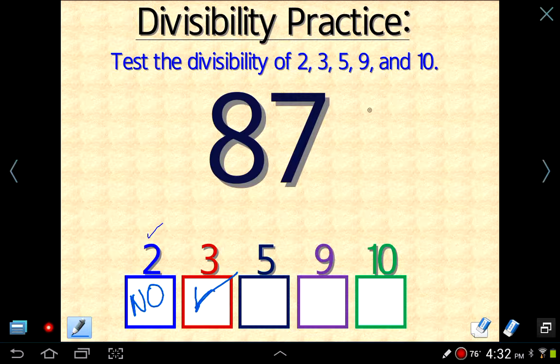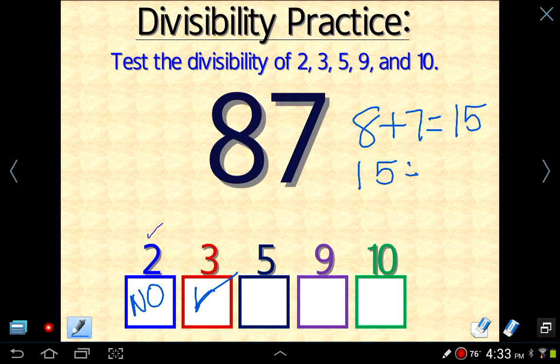And the rule for 9 is the same as the rule for 3. Add up the digits, and of course we got 15. Does 15 divide by 9? That would be no. Okay, that does not work. So that would be a no in there.